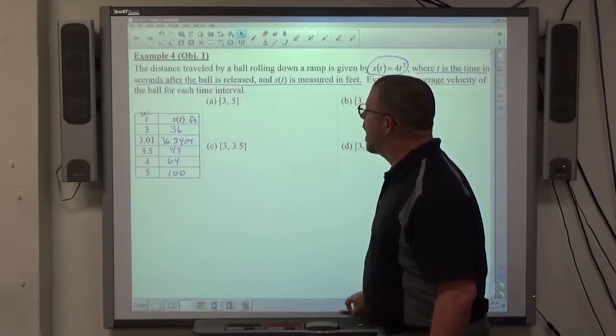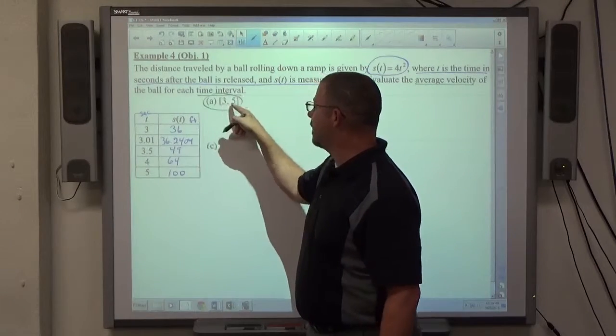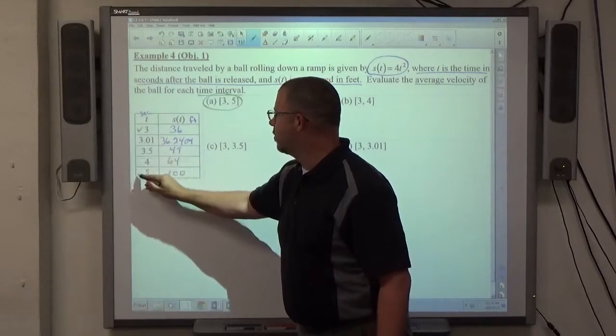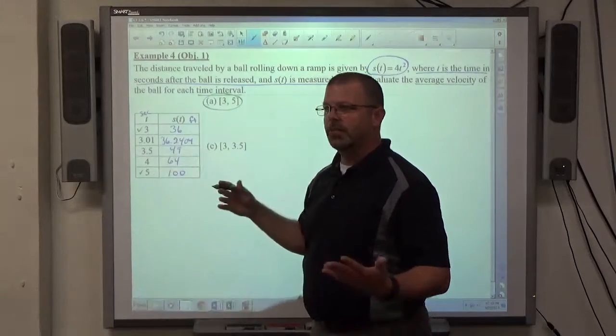Then, to do my average velocity over the time interval from 3 to 5. This is a time interval, so this is about time. T equals 3 to t equals 5. How far did it go? How long did it take? That's basically what we're doing.